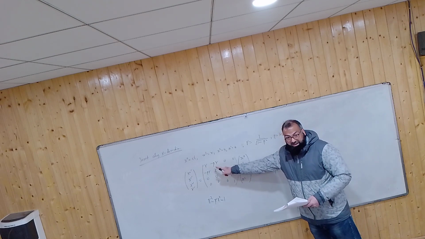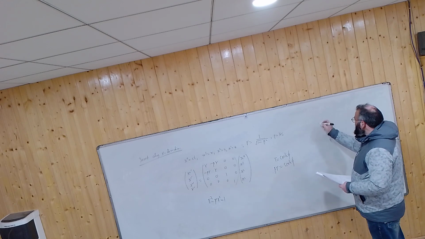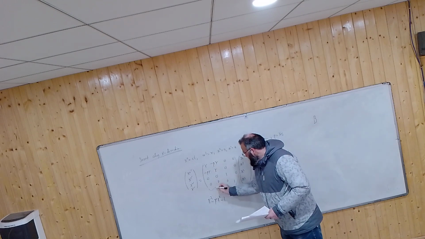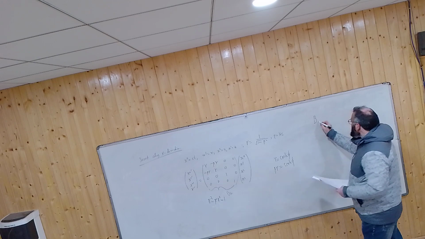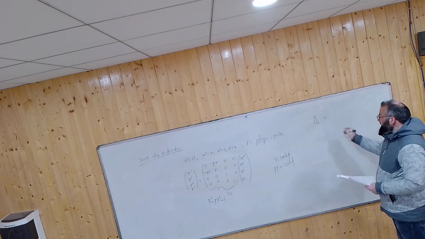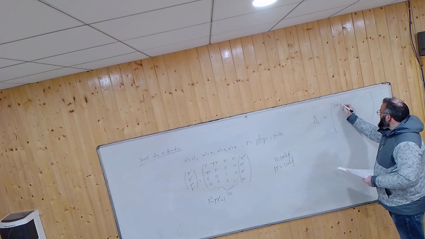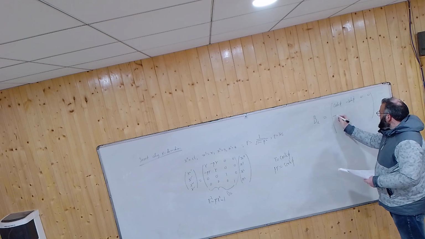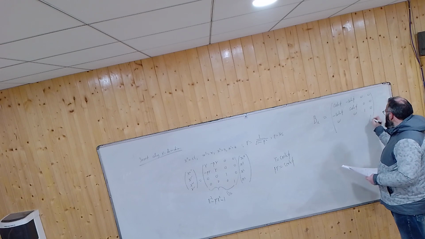So it will be cosine of phi here. Let me write this as a matrix B. So let's call this B, the boost matrix along x direction. So I can write the boost matrix along x direction as: cosh phi, minus sinh phi, 0, 0; minus sinh phi, cosh phi, 0, 0; 0, 0, 1, 0; 0, 0, 0, 1.